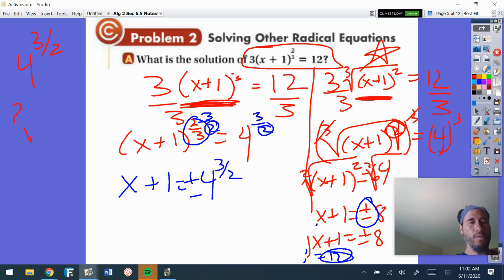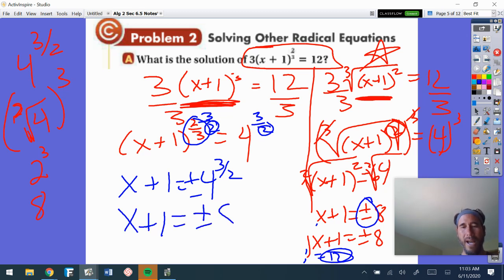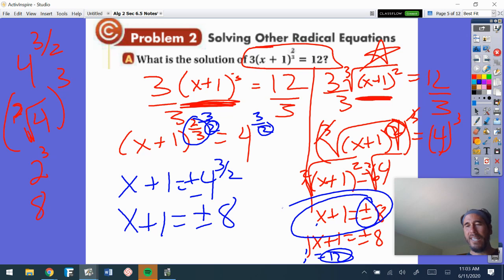Remember, 2 is the root, and that's exactly why we needed the plus or minus. And 4 is the power. So what's the square root of 4? It's 2. What's 2 to the 3rd? That is 8. So when I finish this one, I get x plus 1 equals plus or minus 8, which is the same exact thing as that.